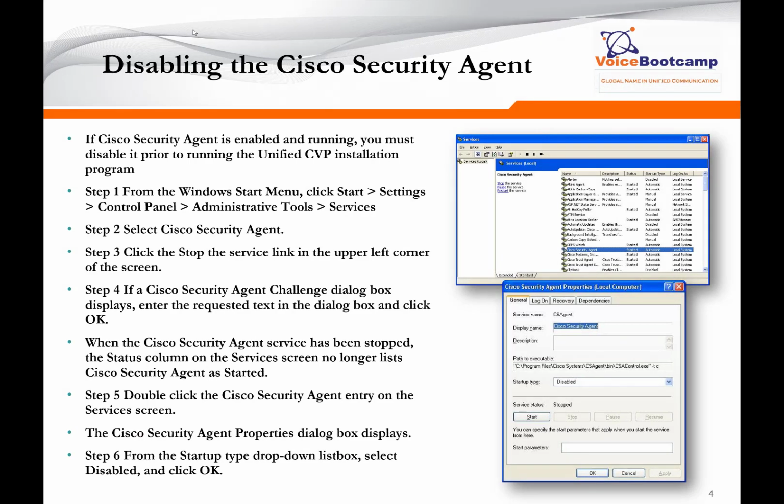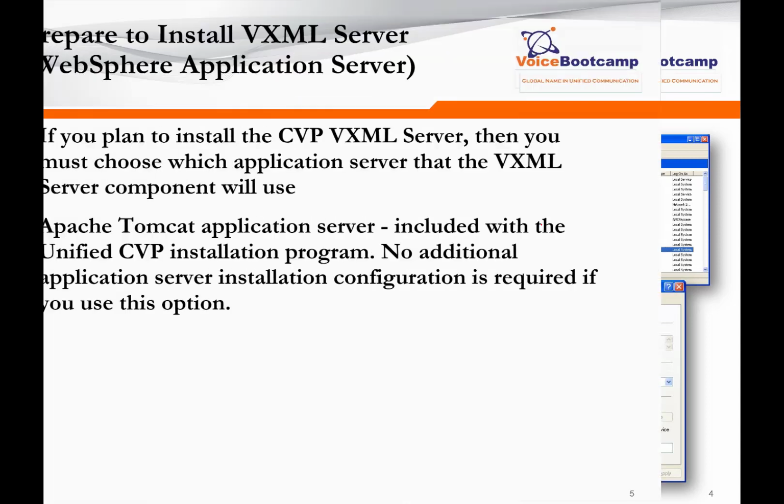Now, like I said, disabling the security agent. Sometimes you may have installed a security agent, so you must disable it prior to installation. And to do that, you can go to your Windows services and disable the service. Again, you can always turn it on once the installation is completed.